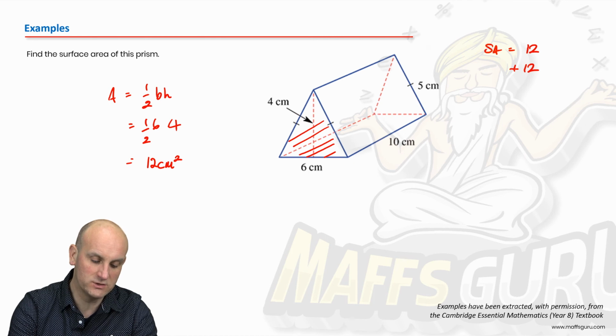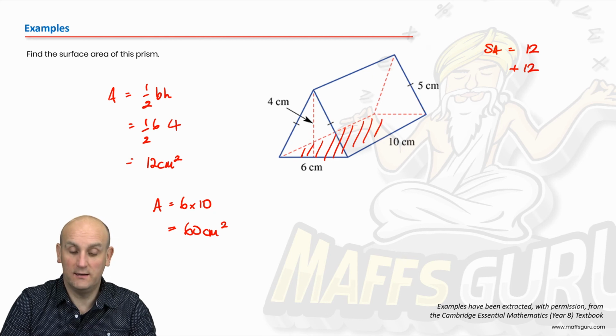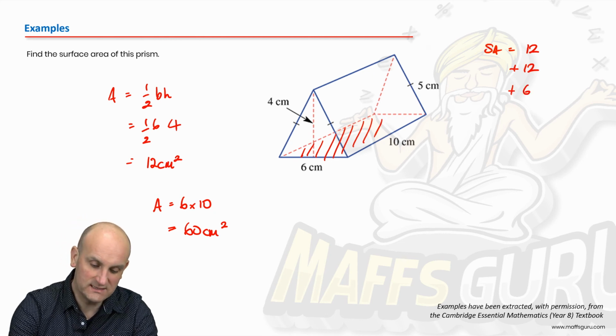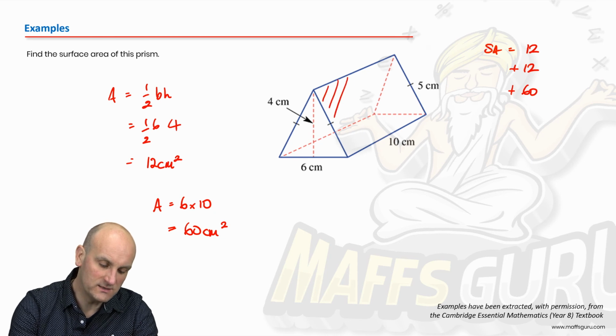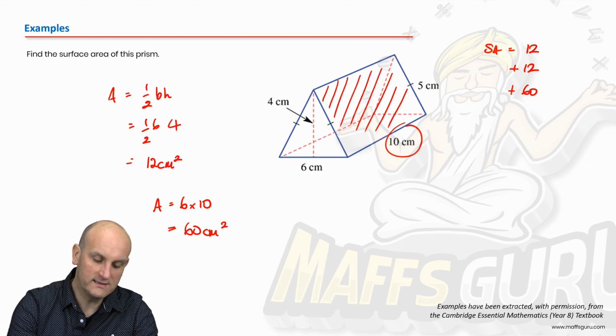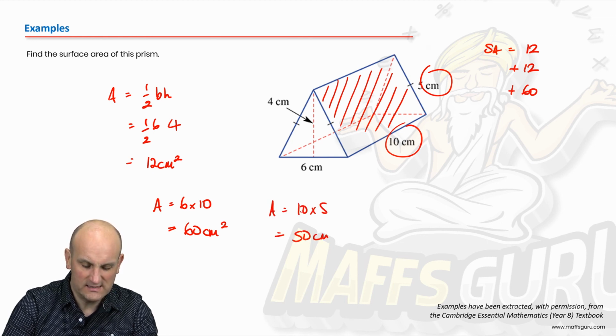So now I'm going to rub out my construction lines. Let's do the area of the base. So the area of the base is 6 times 10, which is 60 centimeters squared. So I'm going to do plus 60 for my base. What about my slant side here? We know that's 10 times 5. So the area of my slant is 10 times 5, which is 50 centimeters squared. So we're going to add on 50 there.